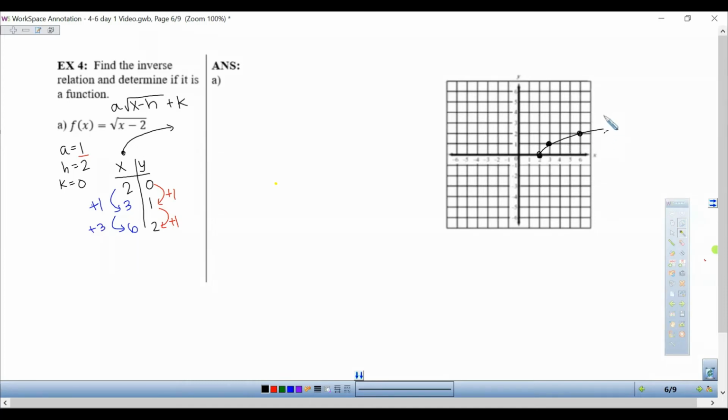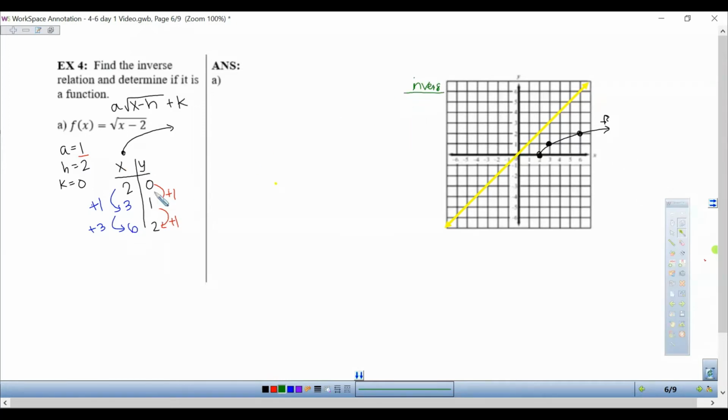of f. Remember that it will be reflected across the line y equals x. So across this line here, when I make my inverse table. So the inverse function of this, I'm going to draw it over here using a different color.